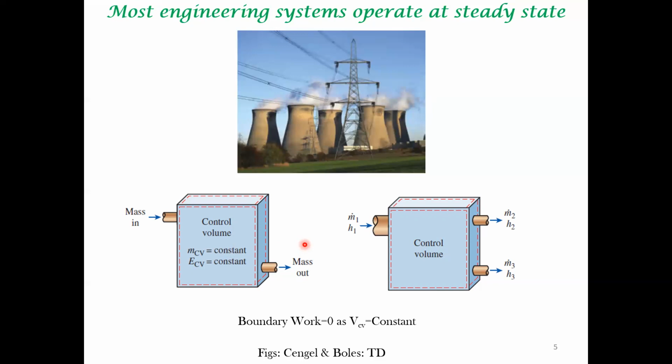So for all these steady state analyses, the mass flow rate remains the same. Associated with the flowing mass is some specific enthalpy of the inlet and the outlet streams, right? So that's the way we are going to define our steady state system. There is no variation with respect to time.